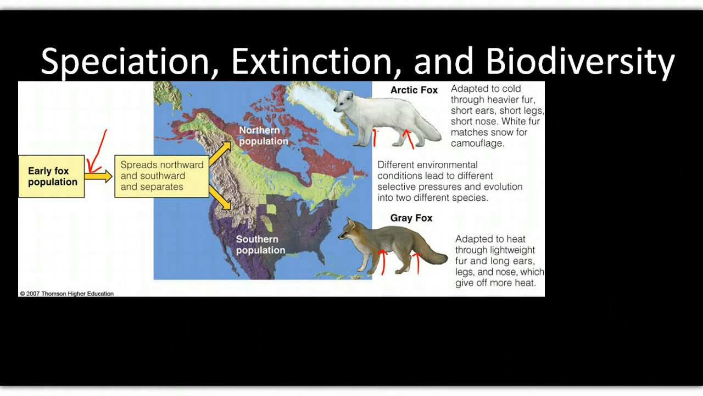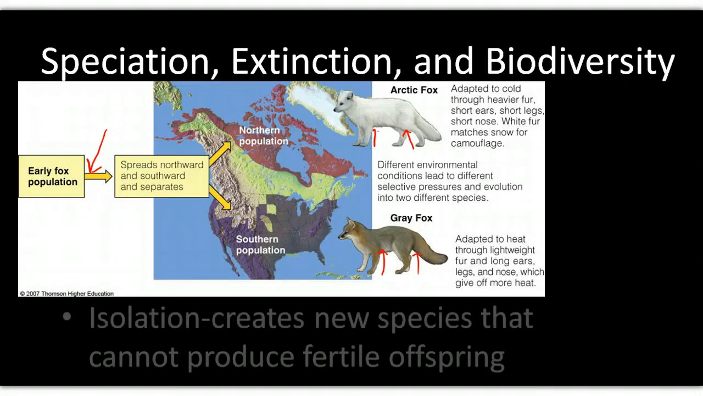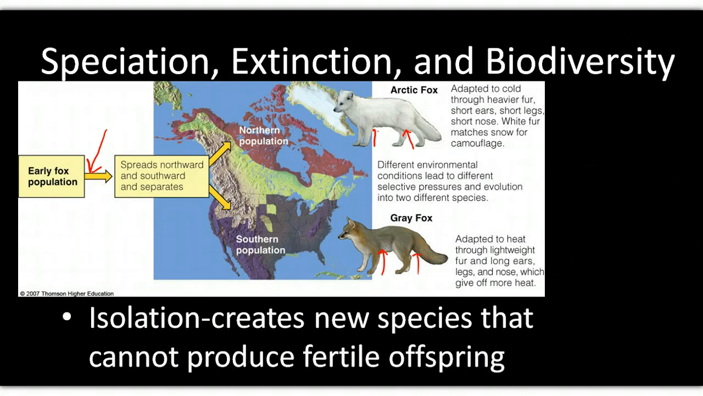And these two species can't mate and produce offspring, offspring that are fertile, of course. So at some point in time, they were the same species, but somewhere along the line, they were isolated and separated. And we just went over that.